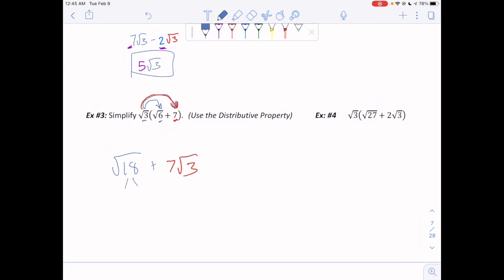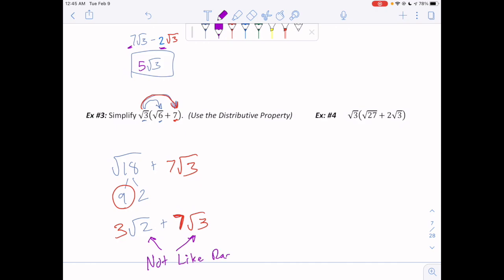So now radical 18, you could break this down. 9 and 2. 9 is a perfect square. So 3 radical 2 plus 7 radical 3. Can I add these right now? Look at it. Are they like radicals? These two are not like radicals. So if they are not like radicals, you simply stop there, and that is your final answer.